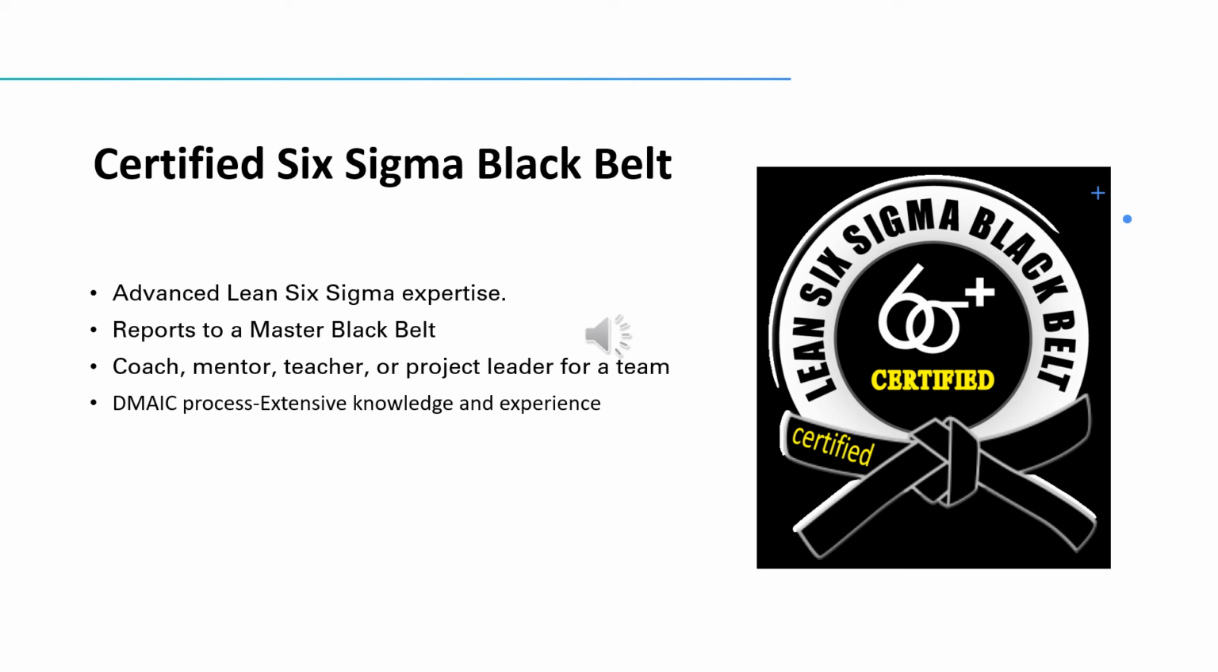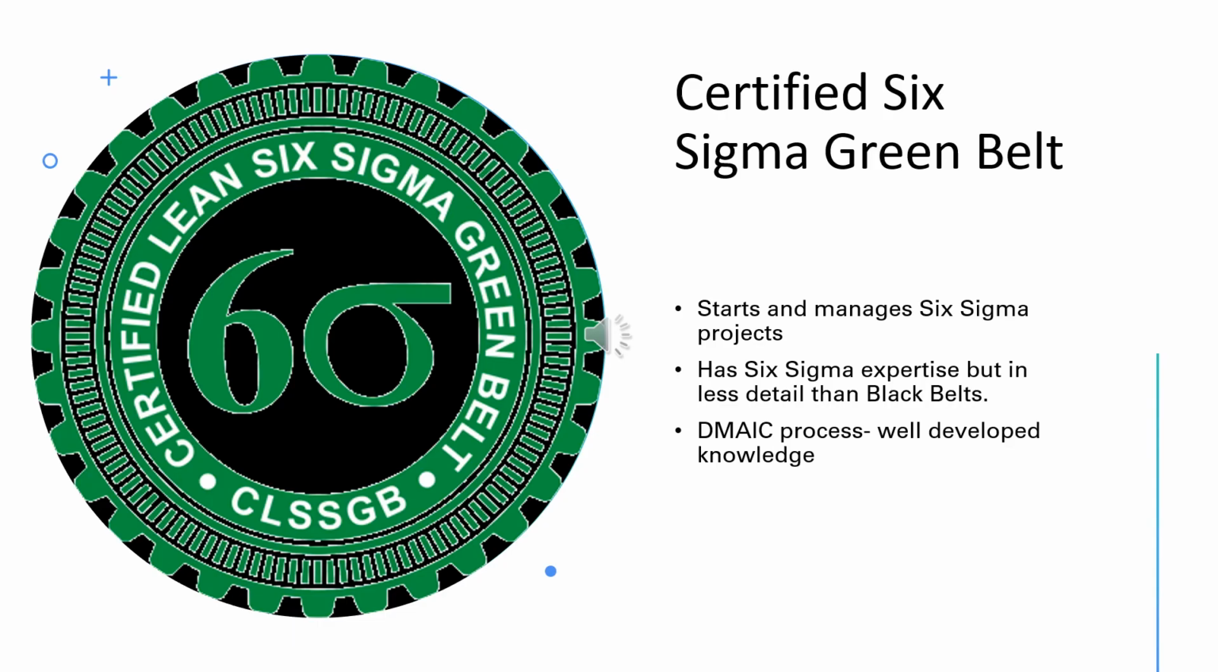The Black Belts have advanced Lean Six Sigma expertise. They report to the Master Black Belt. They coach, mentor, teach, and are project leaders for a team. They know the DMAIC process extensively and have experience behind it. The Green Belt starts and manages Six Sigma projects. They have expertise, but not as much as Black Belts. They know the DMAIC process and are well developed with knowledge.